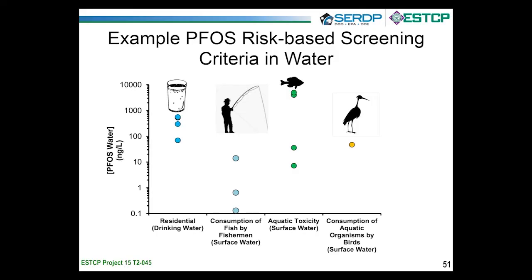So I'll put up a few example risk-based screening levels for PFOS in water. And these have been derived from a variety of different sources, the technical literature, the state and federal literature. I'll preface this by saying this is not risk-based. This is not a remediation target or anything like that. These are just for screening to understand potential effects.